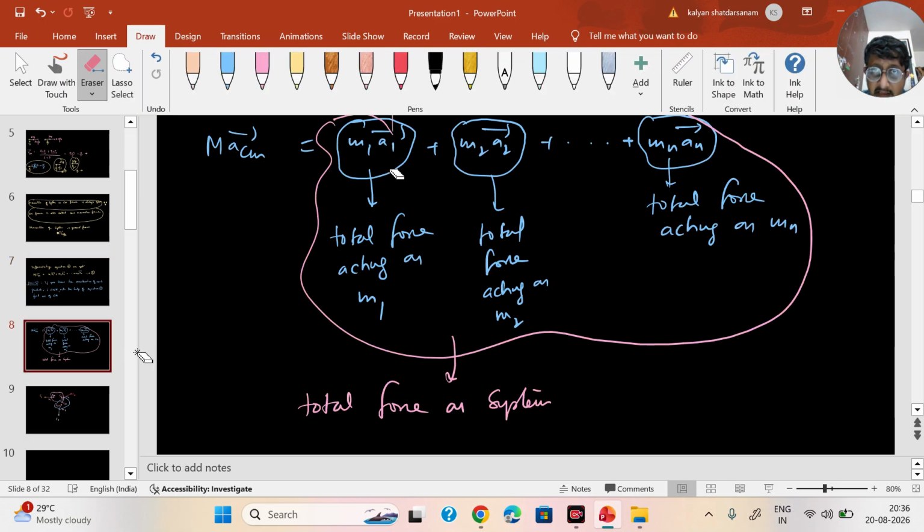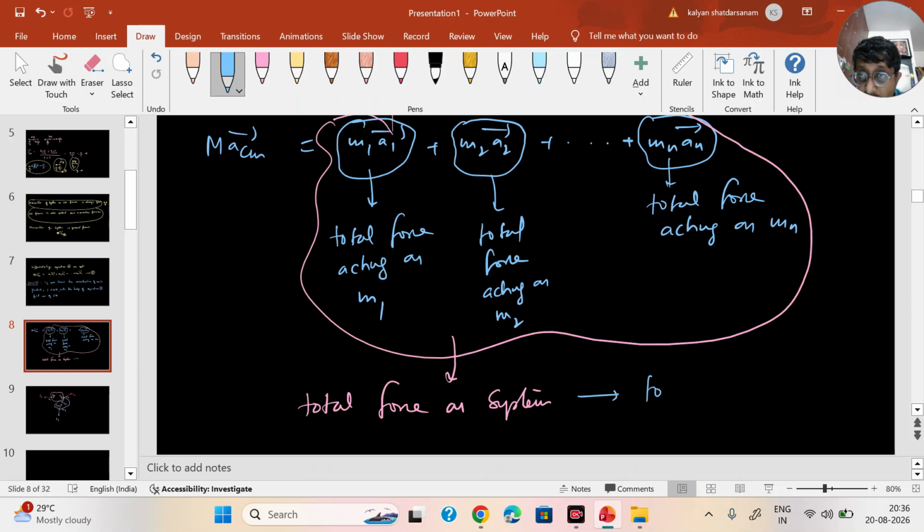Which means instead of writing total force on system, I can write this as total external force on the system. Internals have cancelled. Total external force on the system. Internal forces among the particles came as action reaction pair and they got cancelled, because in mechanics, Newton's third law is obeyed. It's the strongest form. No problem. This is what we are getting. So what am I getting? Total external force on the system. That is what I'm getting on the RHS. And on the LHS, what do I have? Total mass into acceleration of center of mass.